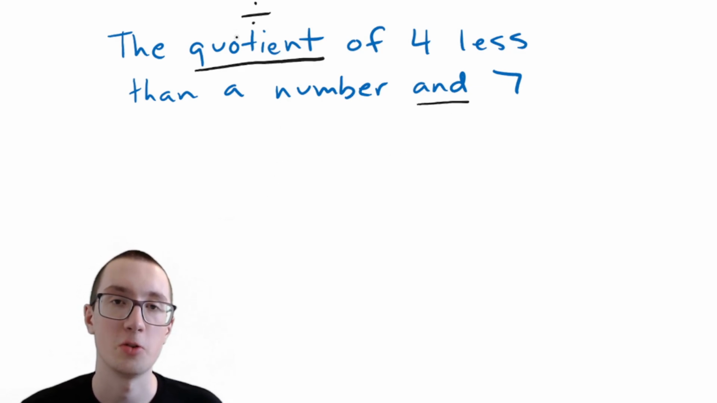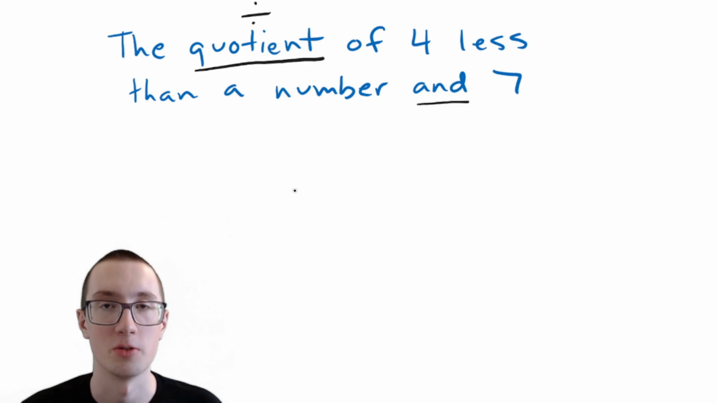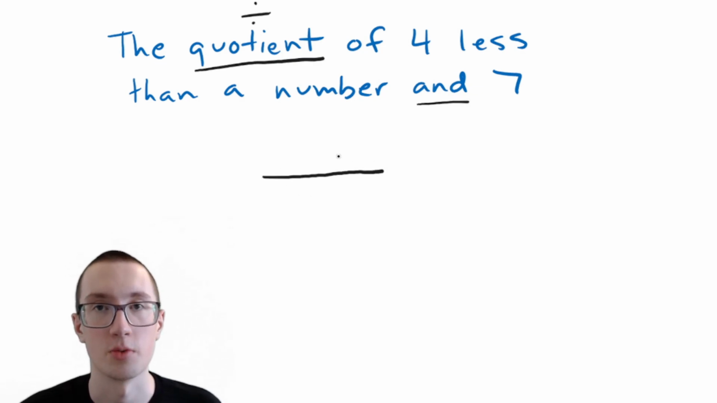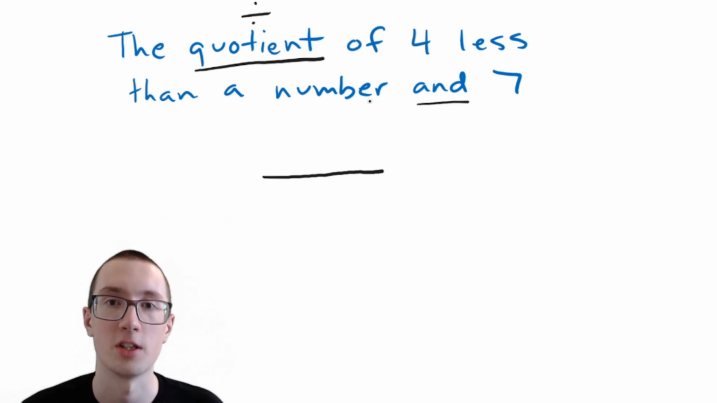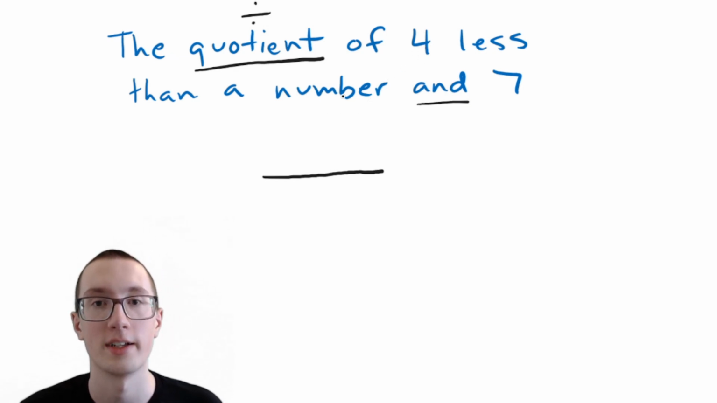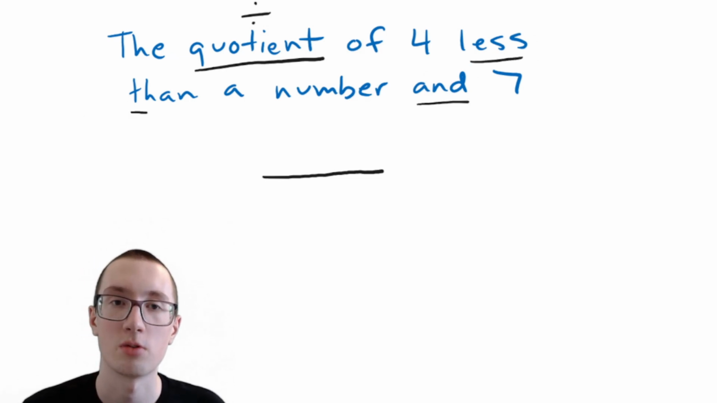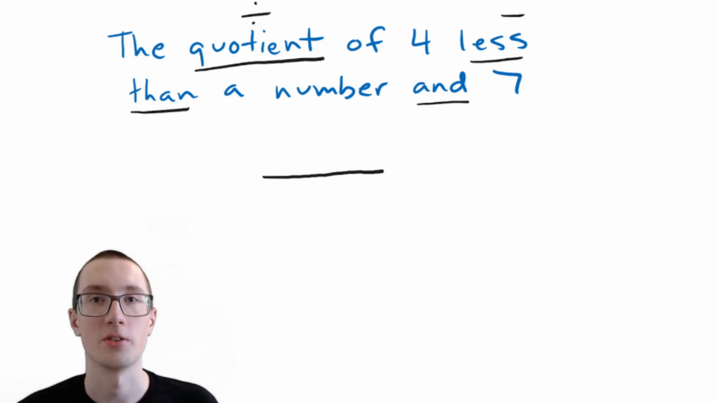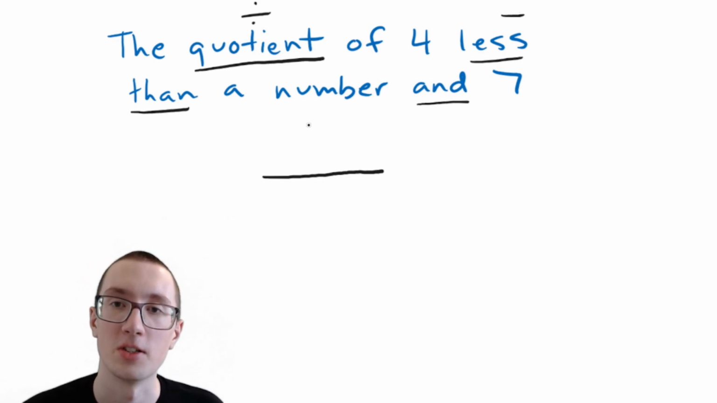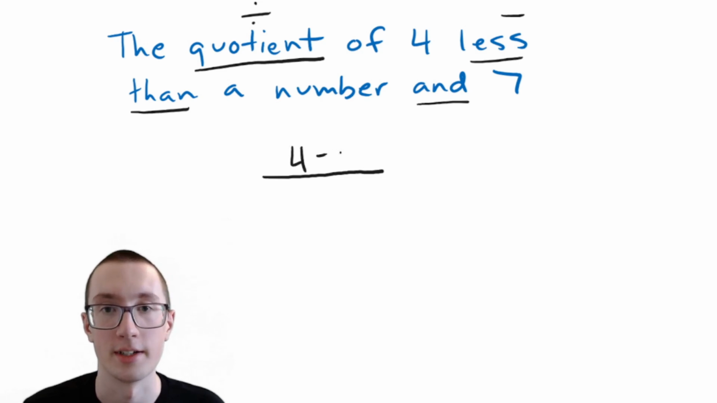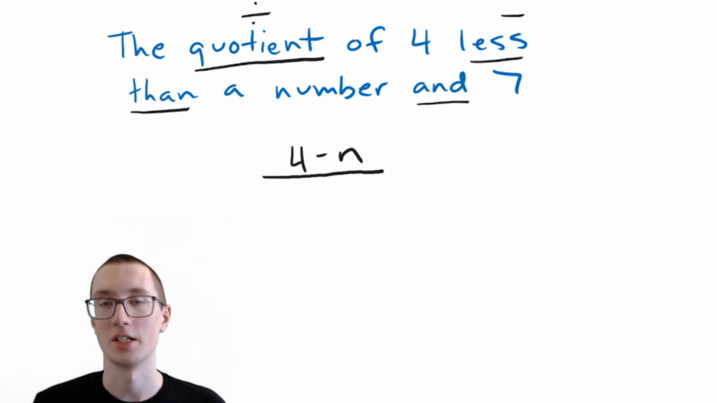Now, we could use this division sign, but in algebra we usually just write it as a fraction. So we're going to have our fraction symbol, and the top of it is going to be the first part, which is 4 less than a number. Now, less than, you probably know, is subtraction. But this gets a little tricky, because you might be tempted to just say, okay, well, 4 less than a number, well, that's 4 minus n. But that's actually not the case.